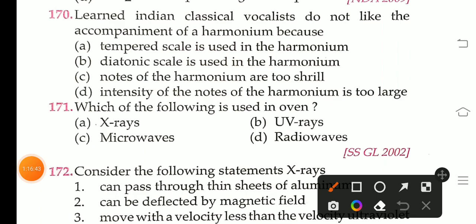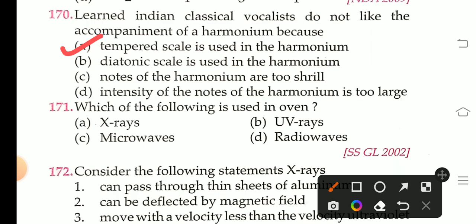Next, learned Indian classical vocalists do not like the accompaniment of a harmonium because right answer will be option A. Tempered scale is used in the harmonium.